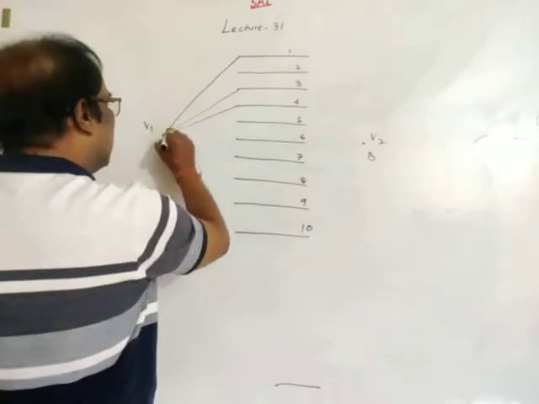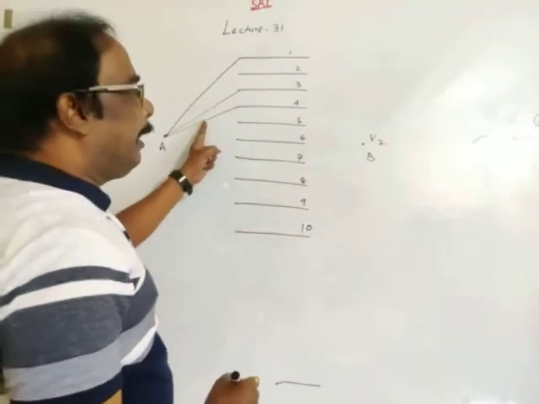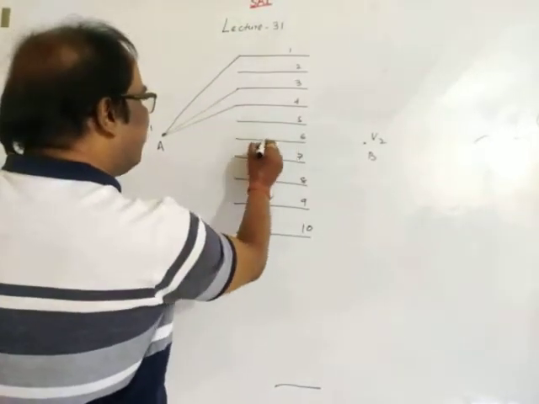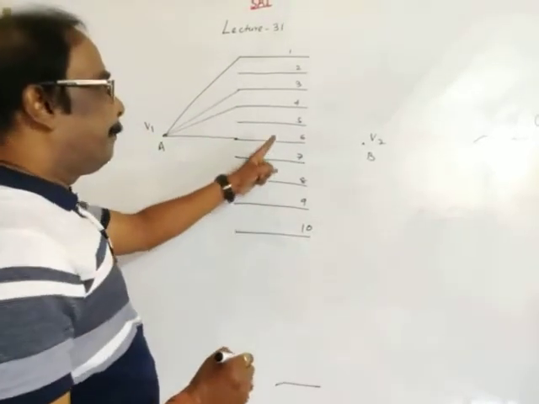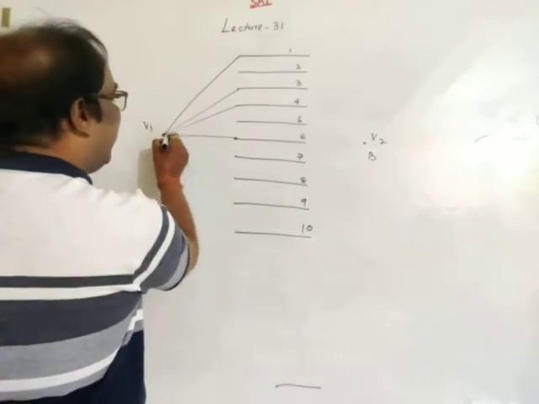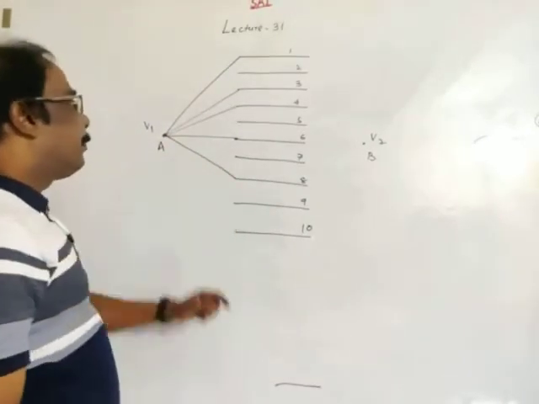Plate 4 is connected to common point A. Plates 4, 6 — 6 is connected to the common point A, and finally 8. Plate 8 is connected to common point A.